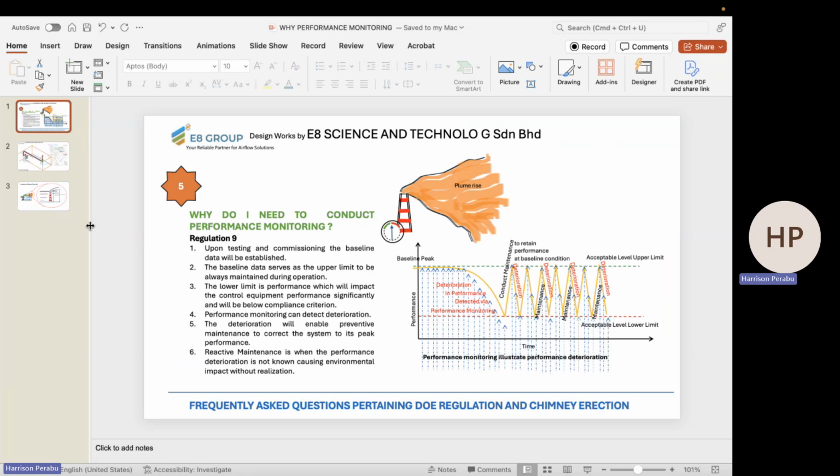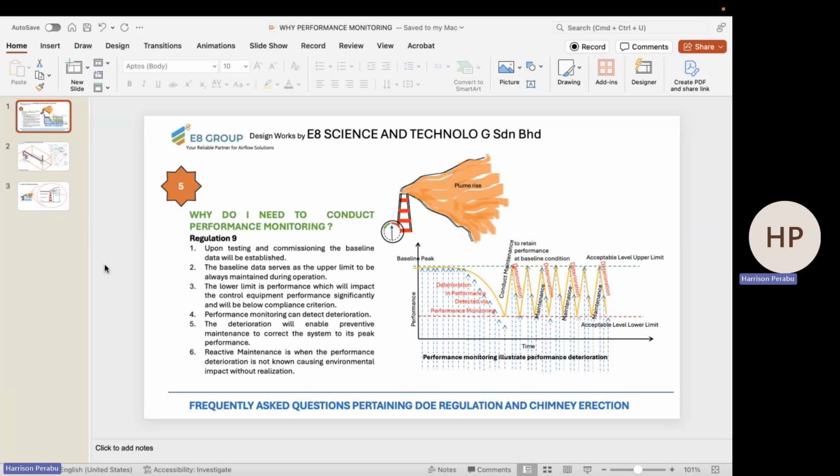So now, once DOE gives us an approval and we do the construction, what we're going to do next, the moment the system has been installed, is establish performance monitoring. When we are doing the baseline, we're going to work with the user to kickstart the performance monitoring. What is performance monitoring?